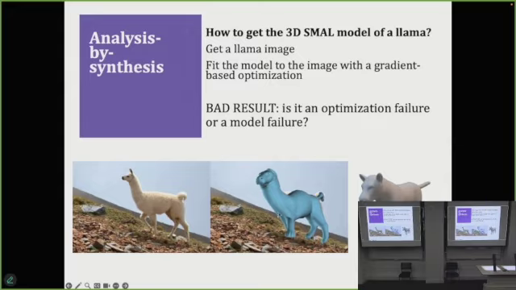Then we take this and put it in the neutral pose, and it looks like this, which looks completely different. I've done it many times. This is a bad result. It really looks similar to the average animal. So the question is, is it a bad result because the optimization failed, or because the model cannot represent llamas? And it's the first one.